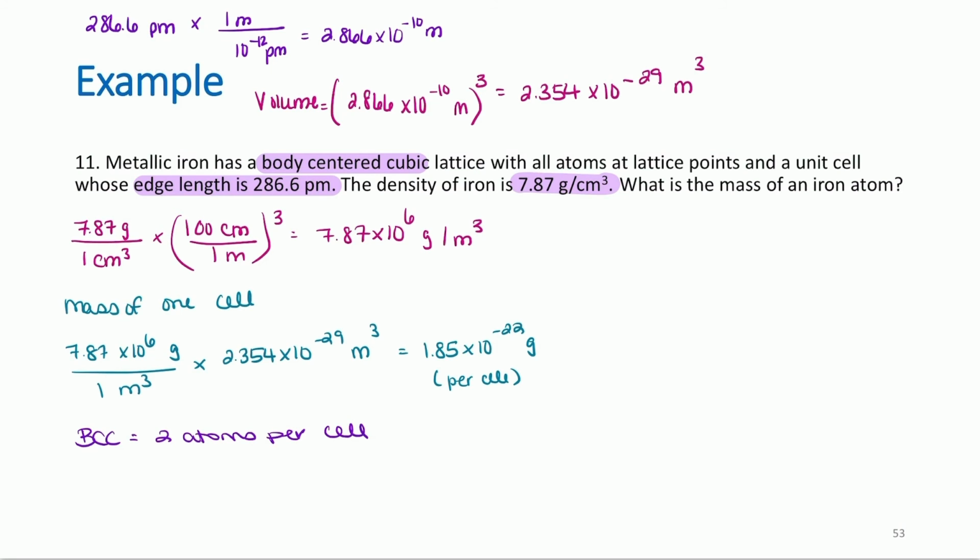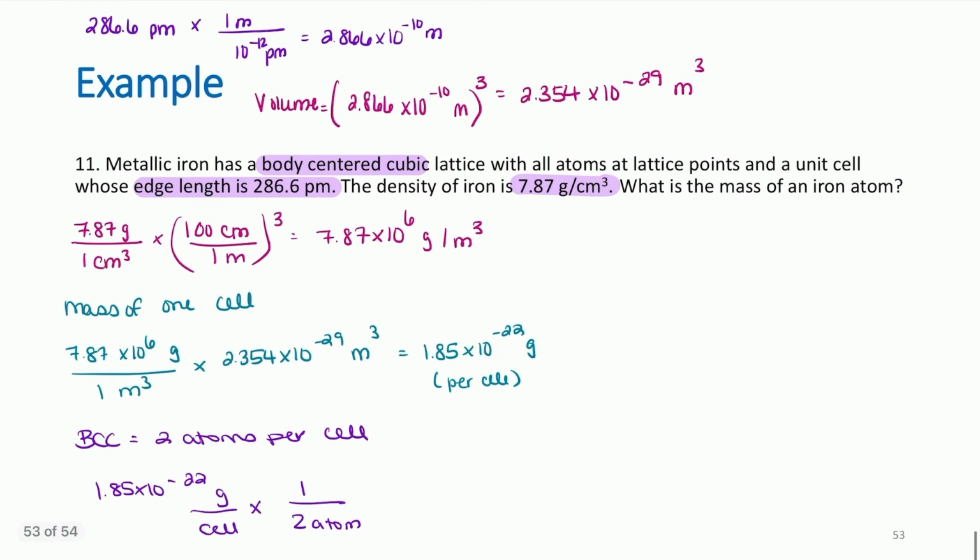So 1.85 times 10 to the minus 22nd grams per cell times 1 cell per 2 atoms. I'm dividing by 2 because it's 2 atoms per cell, 1 cell per 2 atoms. That gives 9.26 times 10 to the minus 23rd grams per atom.